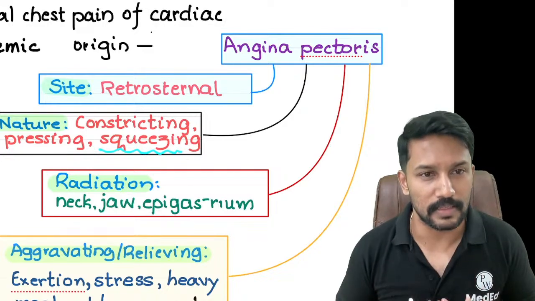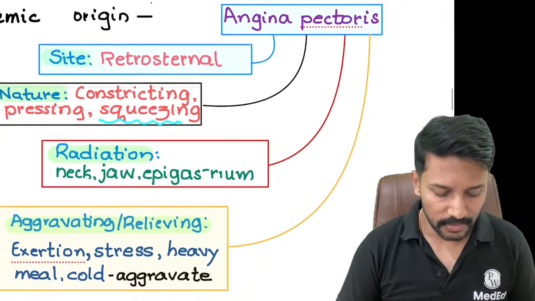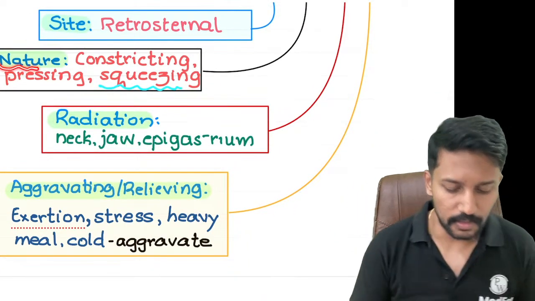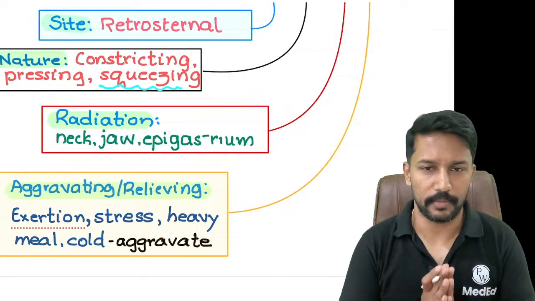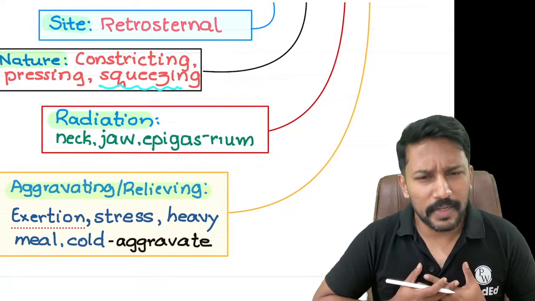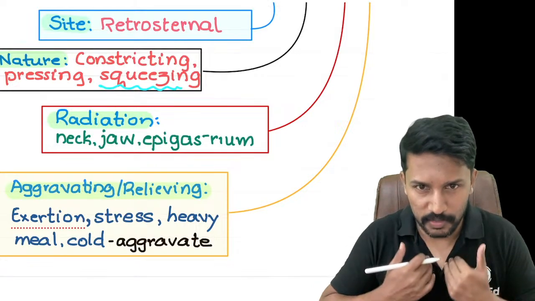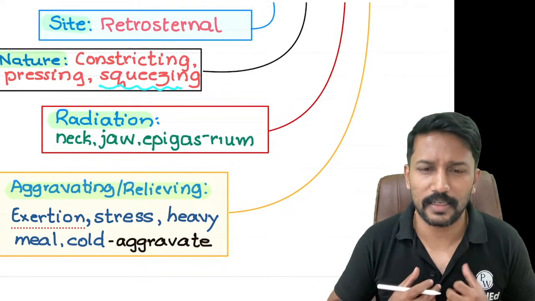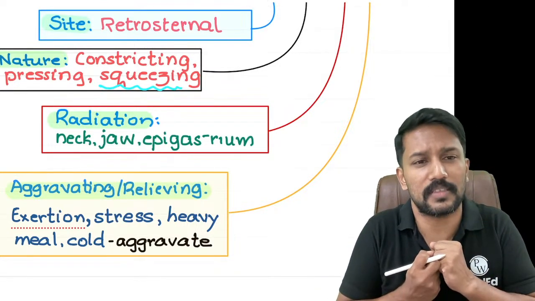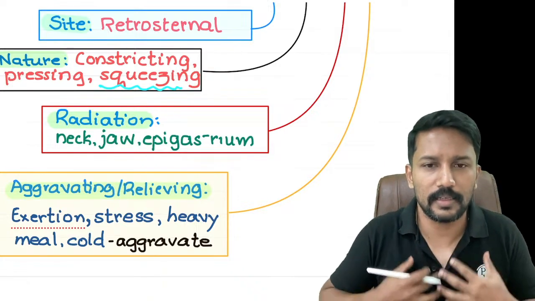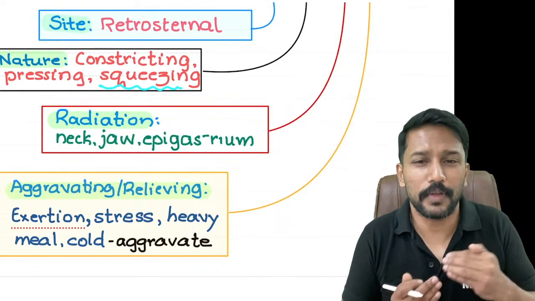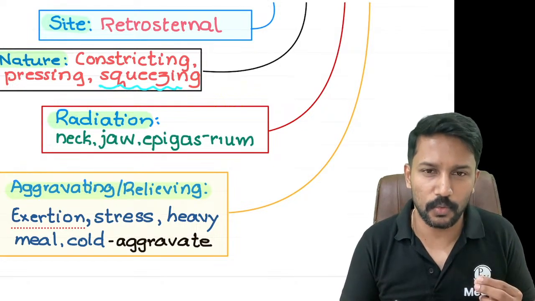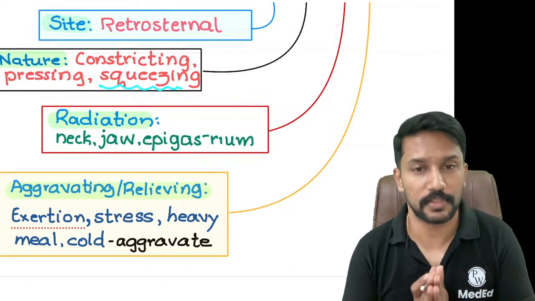Behind the sternum, the patient feels the pain. What is the nature of the anginal chest pain? It is usually constricting, pressing or squeezing type. The patient says that it feels like the chest is becoming heavy, especially in the center, or that it feels like someone is squeezing my chest inside, or something is pressing my chest. That kind of heaviness, constricting quality or squeezing is the nature of the chest pain.